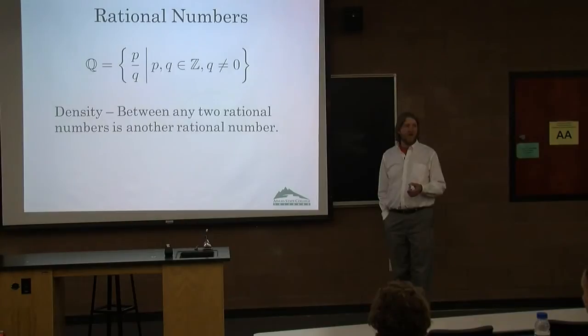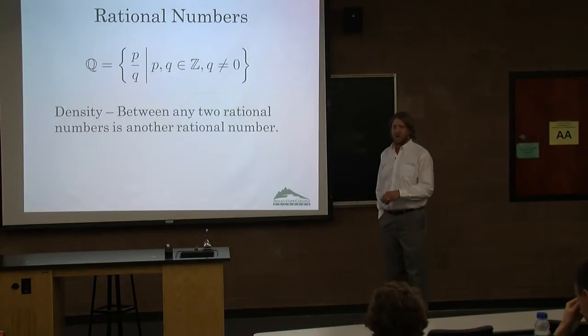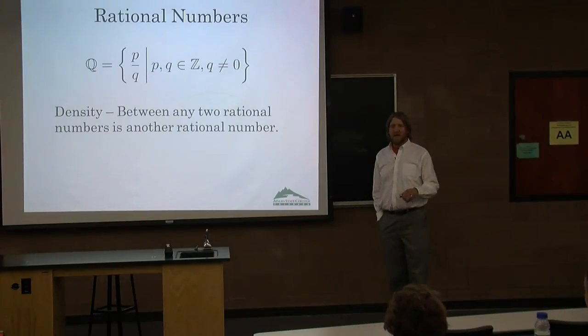Those are two rational numbers. There is another rational number between them, and how do you get it? Well, the easy way is you just add those two and divide by 2. You take the average of them. But what this means is that no rational number has an immediate successor in the rational numbers.